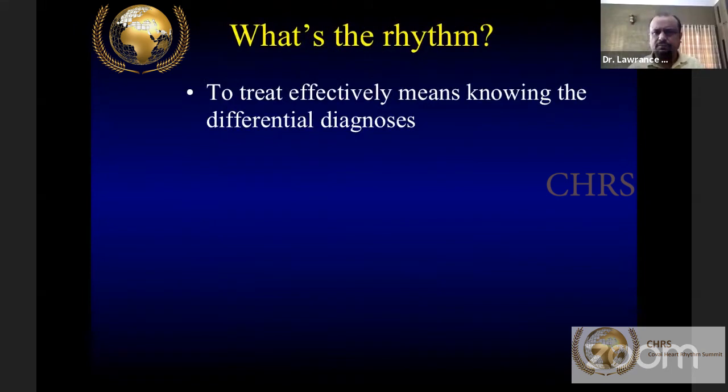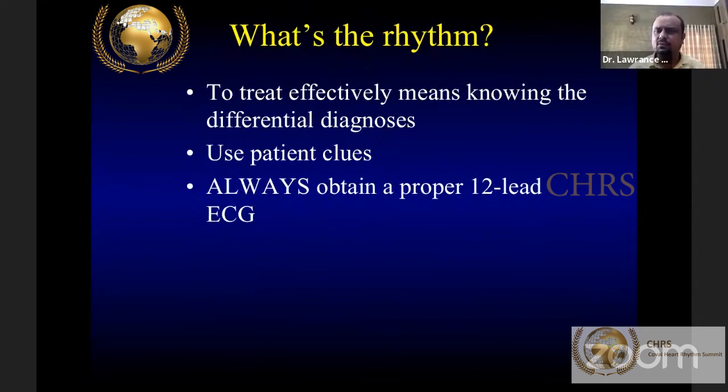So most importantly, if you diagnose properly, it will guide you in the treatment. To treat effectively, you should know all the possible differential diagnoses. You have to use the patient clues. The ECG is one part of diagnosis. You should know the background history, how it started, what is the past history of the same disease, and always obtain a 12-lead ECG.